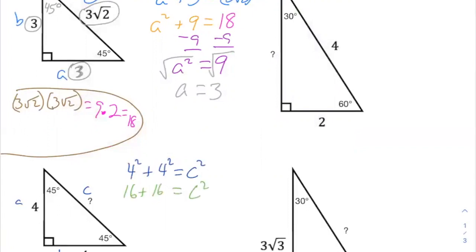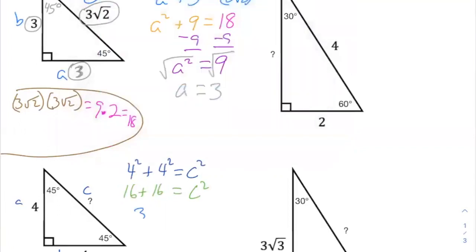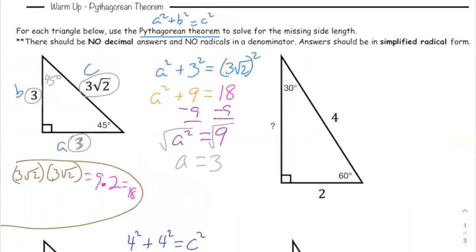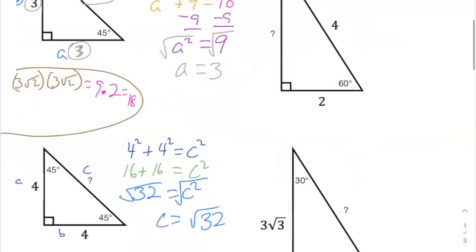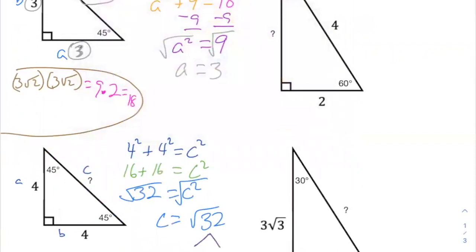All right, now does this say 16 plus 16? Yes, it does. So we're going to add them together and get 32. And then we're going to take the square root of both sides. So we get c is the square root of 32. Okay, remember in the directions, we're not going to use decimals. We're going to do simplified radicals. Great. So remember how to do this? We just did it in the previous unit.